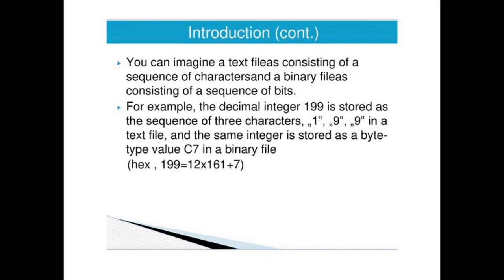For example, the decimal integer 199 is stored as a sequence of 3 characters, 199. But if we store this data in a binary file through a short or an int, then we can read the whole int or a whole short integer at a time. In a text file, it will be stored as 199. So what is written over here is that the decimal integer 199 is stored as a sequence of 3 characters 199 in a text file, and the same integer is stored as a byte type value C7 in a binary file. Now this is a hexadecimal notation, as you can see.